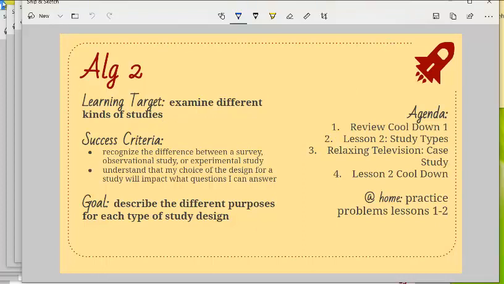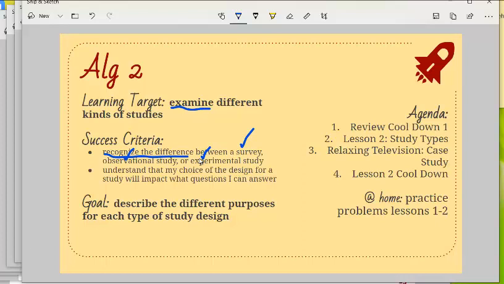I'm going to be working with my slides today, so you'll see me drawing all over this stuff. Our target for today is that we're going to be looking more at different kinds of studies. First of all, can we recognize the difference between the three that we started talking about in Lesson 1? Those three things would be a survey, an observational study, and an experimental study. Can we tell the difference between those three types of studies?